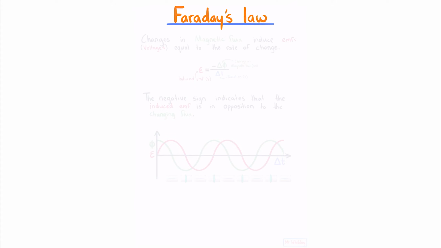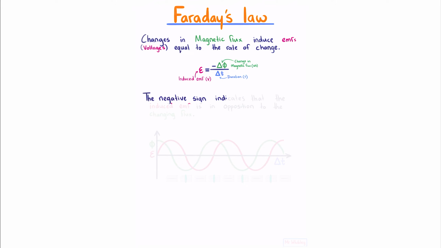Faraday's law. Changes in magnetic flux induce EMFs or voltages equal to the rate of change. And so our induced EMF is equal to negative the change in magnetic flux divided by the duration over which it changed. The negative sign indicates that the induced EMF is in opposition to the changing flux. Similar to how, if you recall Hooke's law, we had F is equal to negative kx, where that negative indicates that the restoring force is always in opposition to the displacement.